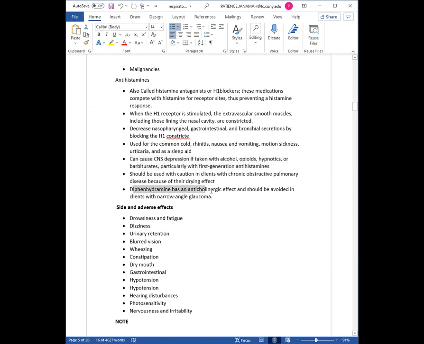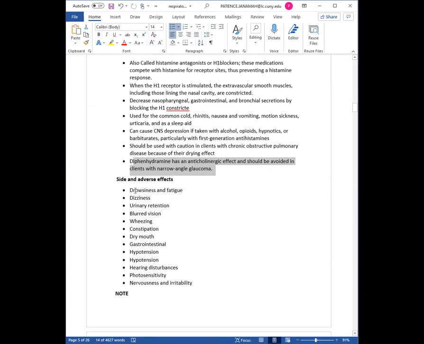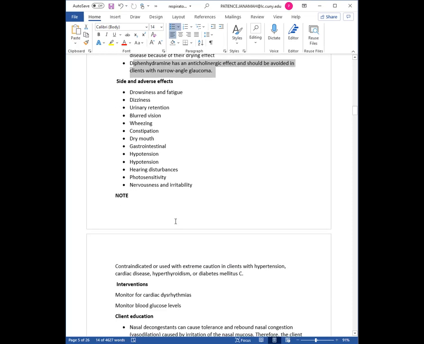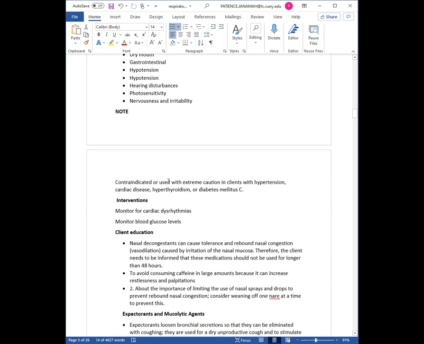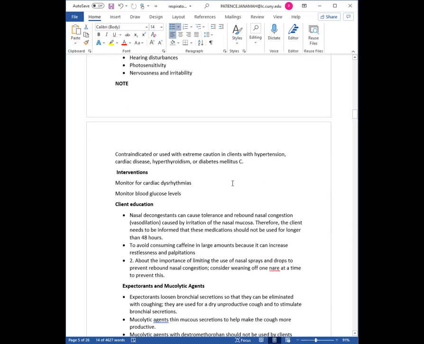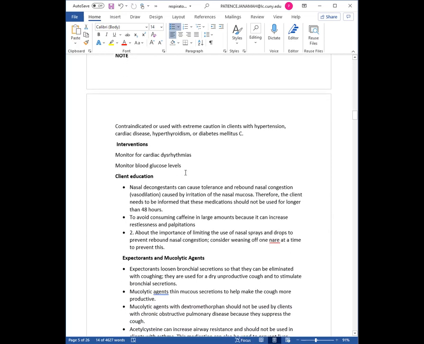So Benadryl has an anticholinergic effect and should be avoided in clients with narrow angle glaucoma. So take note of this. Patients who have narrow angle glaucoma should avoid Benadryl. But we know the side effects of it already. Drowsiness, fatigue, it makes the person sleepy, photosensitivity, hypertension, dry mouth. It's a lot of them. It's contraindicated or used with extreme caution in clients with hypertension, cardiac disease, hyperthyroidism, or diabetes mellitus. Intervention is to monitor for cardiac arrhythmias and monitor blood glucose, because of its reaction.